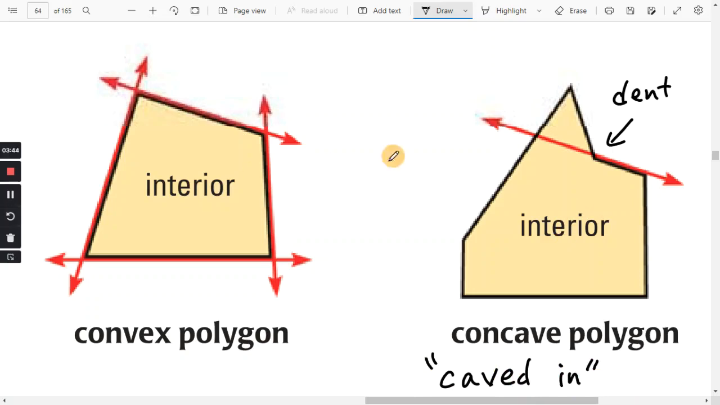You see on the concave polygon, there's a dent in the polygon, but the convex polygon is not like that. If you extended any of the sides on the convex, they wouldn't go inside the polygon. But here, they extended one of the sides of the polygon, and you can see right here, it went on the interior of the polygon.